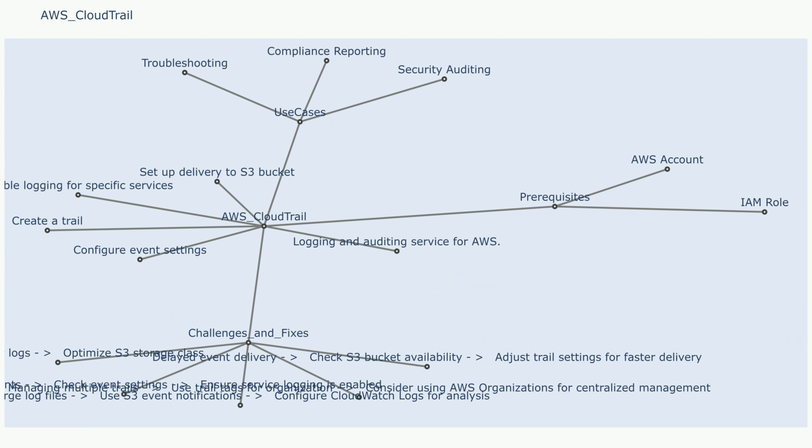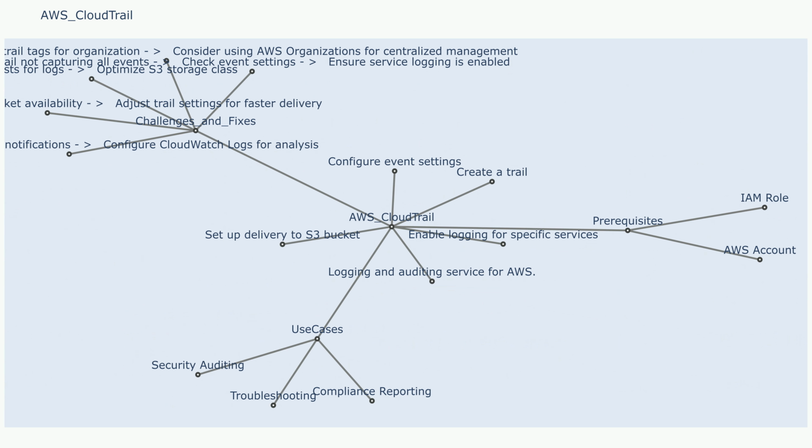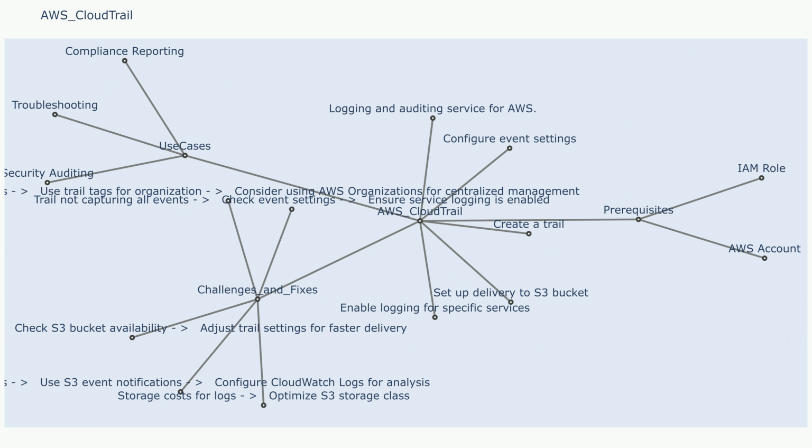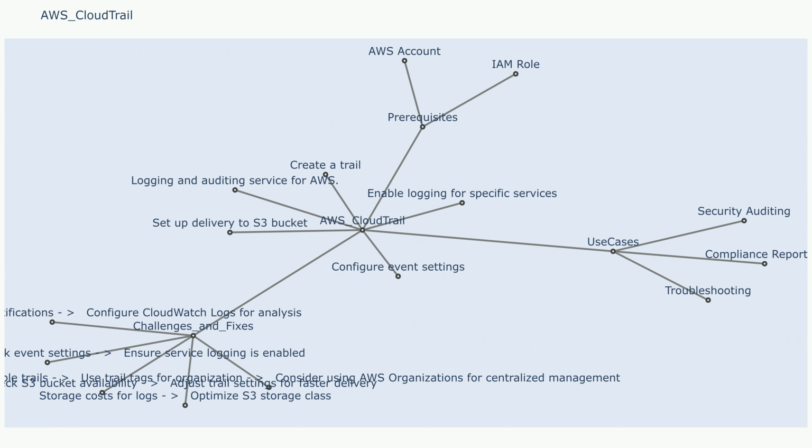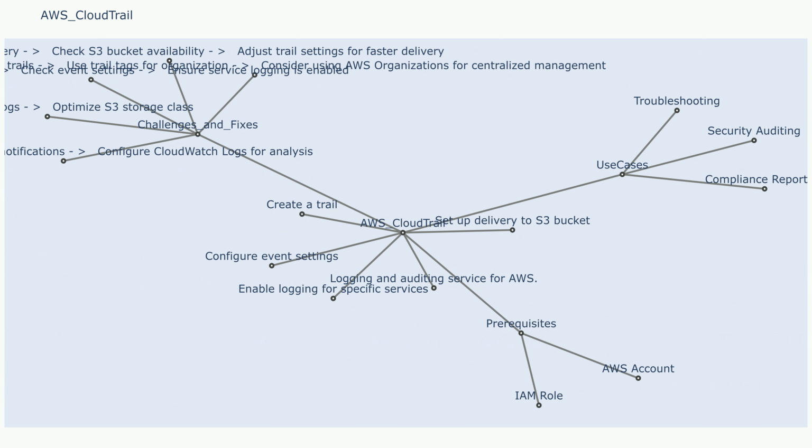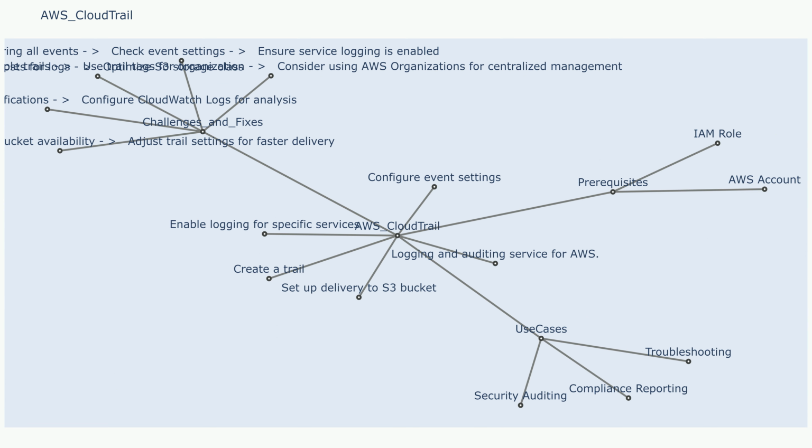Use cases: security auditing. CloudTrail logs provide a detailed record of API calls and other activities in your account. This information can be used to identify potential security threats and vulnerabilities. Compliance reporting. CloudTrail logs can be used to demonstrate compliance with industry regulations such as PCI DSS and HIPAA. Troubleshooting. CloudTrail logs can be used to track down the root cause of issues and problems in your AWS environment.